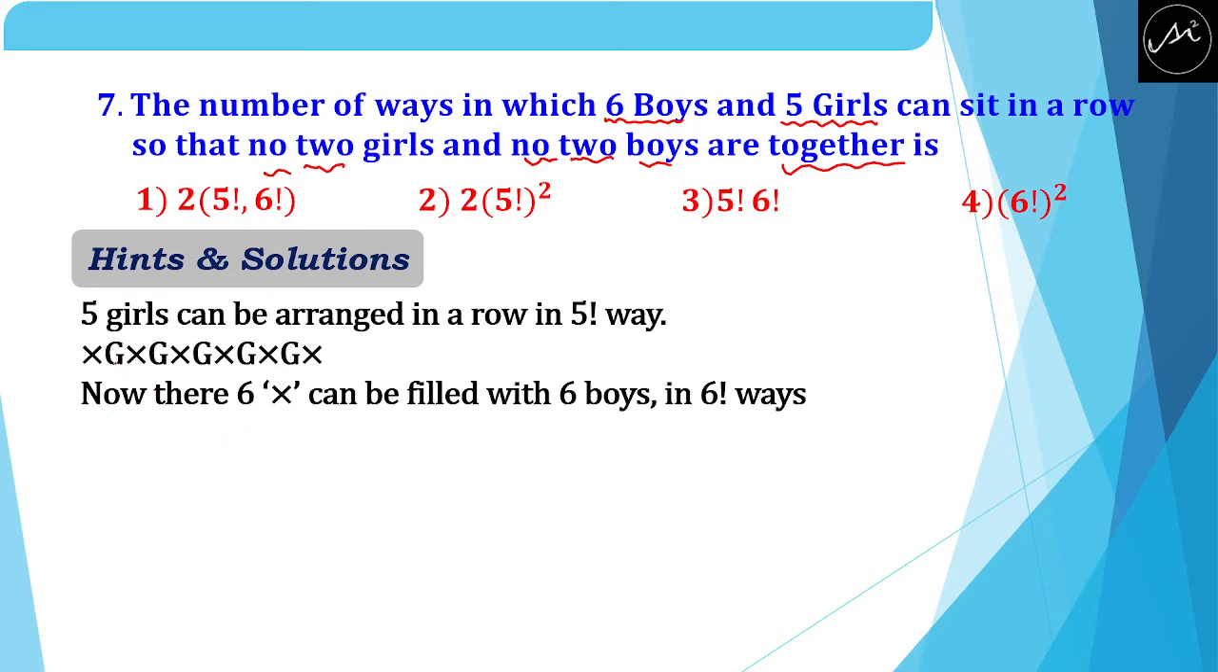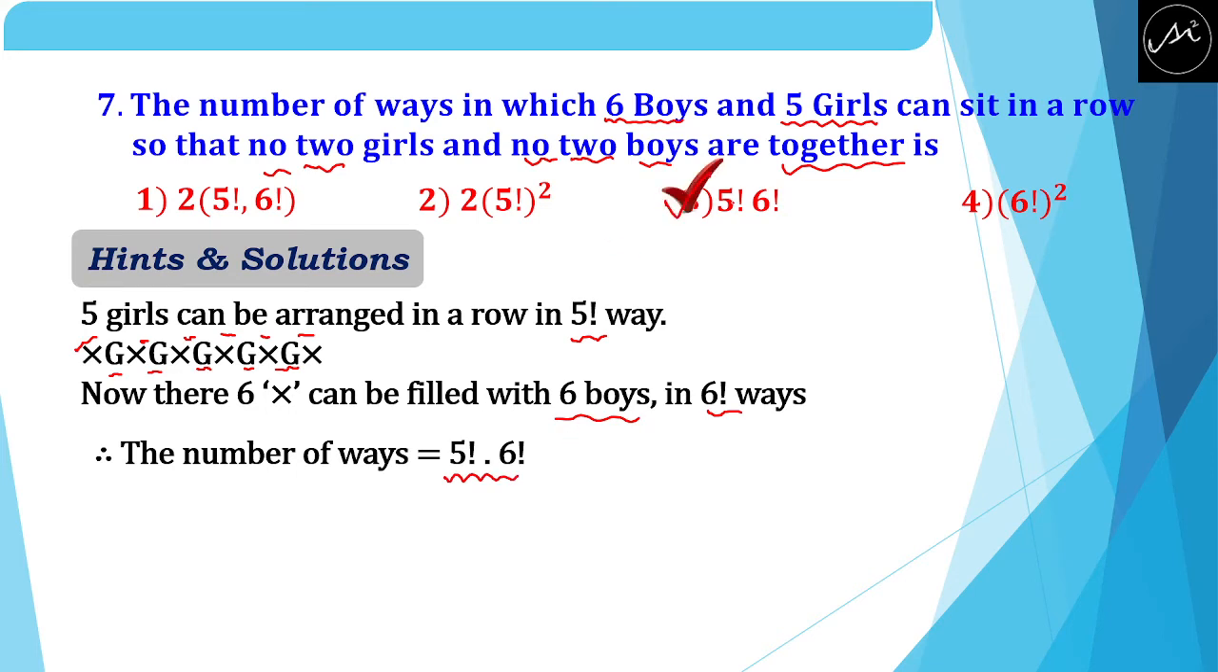And you have 5 places for the girls and 6 places for the boys. Okay. So now the 6 places can be filled by 6 boys in 6 factorial ways, and 5 factorial ways for the girls. So therefore the number of ways is 5 factorial into 6 factorial. Clear? So that is option 3. Okay.